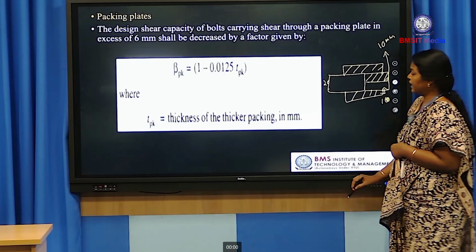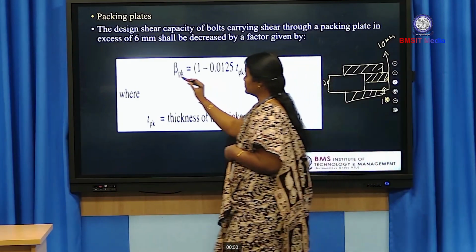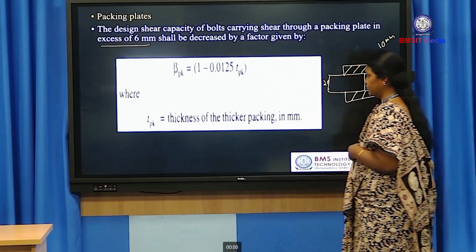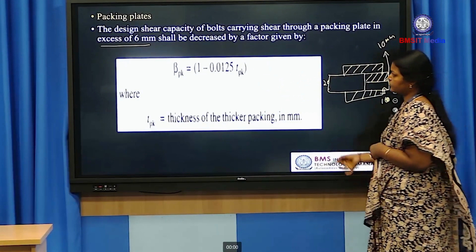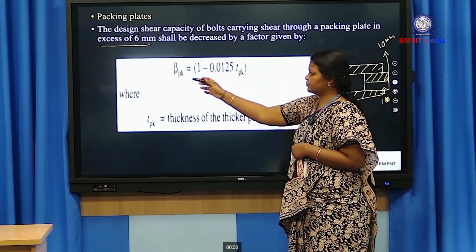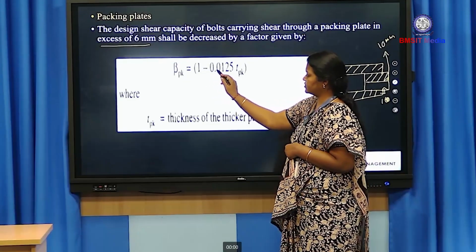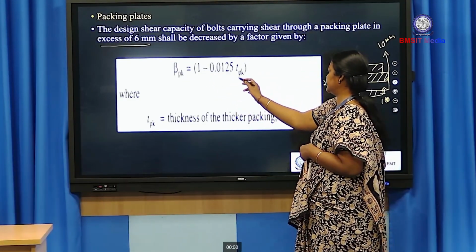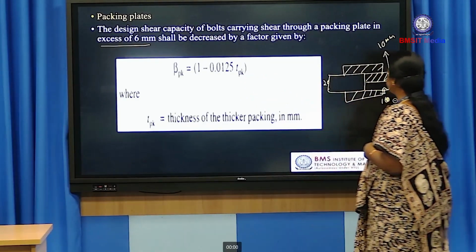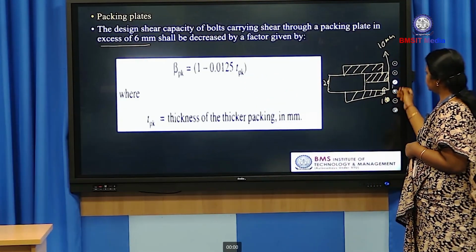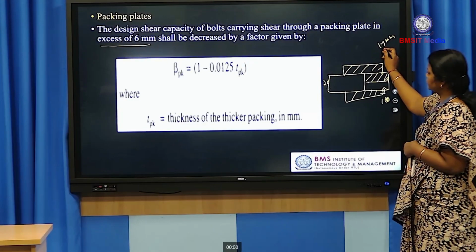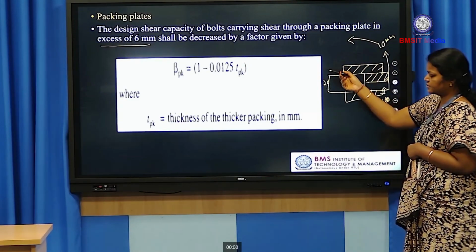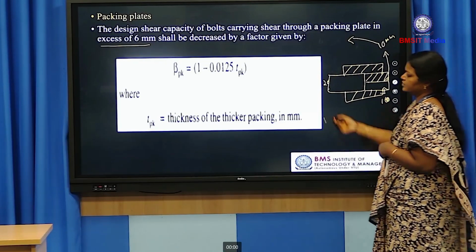So, here the packing plate is in excess of 6 mm. When the packing plate thickness is greater than 6 mm, we have to introduce one more reduction factor, that is beta pk = 1 - 0.0125 × thickness of the thicker packing plate. Here in this case the packing plate is 10 mm, so this comes under this category because the thickness of the packing plate is greater than 6 mm. So, we have to calculate this reduction factor.